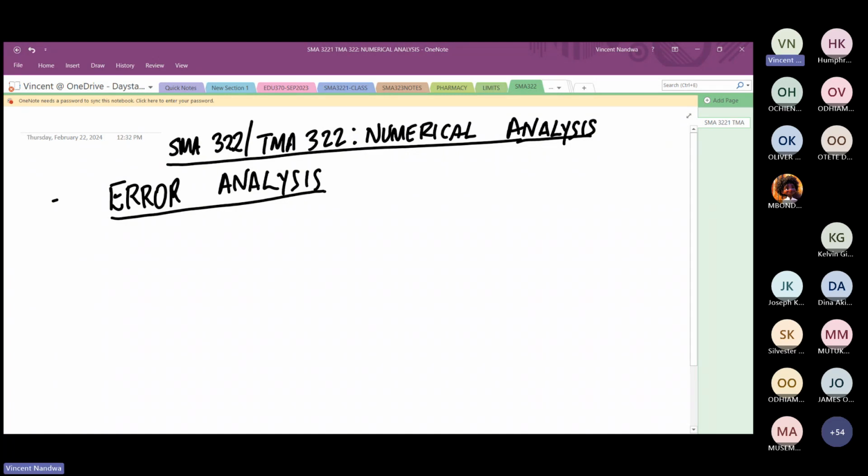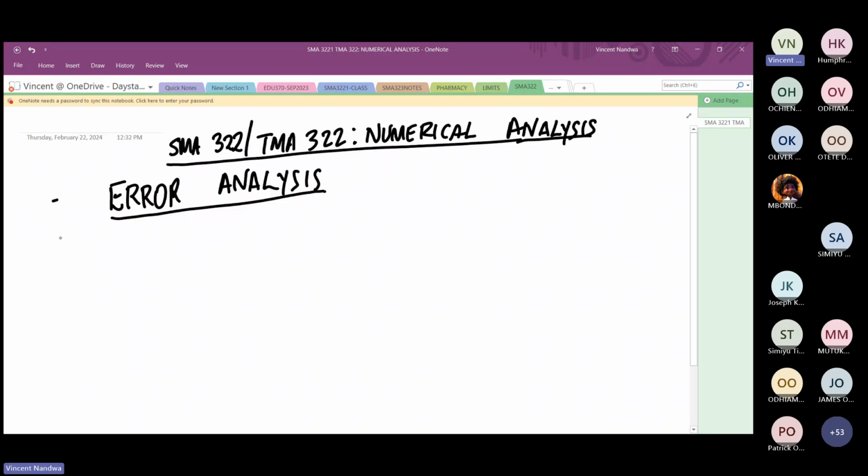What is the meaning of the term error? Error is a small mistake. What do you mean by the term error? The difference between a true value and an estimate or an approximation. Yeah, the difference between the true value or exact value and the approximate value is what we call an error.